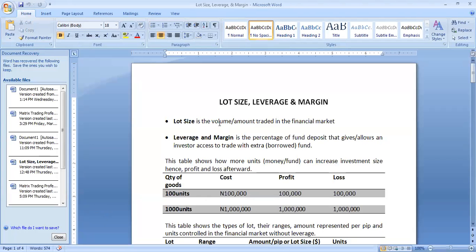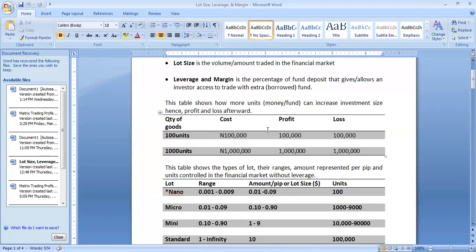So here I said lot size is the volume or amount traded in the forex market. Leverage margin is a percentage, but I'm not going into leverage margin. Then this table shows us stuff. Now, lot size has to do with the units of currencies you will be able to buy or sell. This is just an example of a business out there, 100 units. One investor has 100 units, another investor has 1,000 units. So while this one is investing 100K, the other one is investing 1 million naira. Even though they make 100% profit, this one is going to end up having an extra 100K, while this one is going to have 1 million naira profit, so they can't make the same profit.